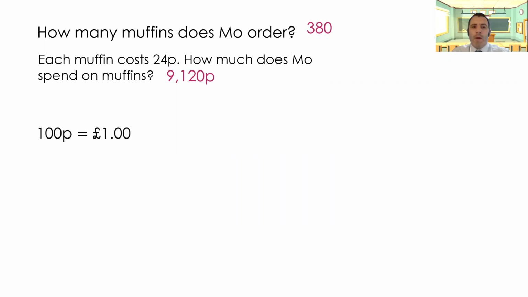So we need to remember that 100 pennies makes £1. So what do we need to do next? We need to divide by 100. So I need to divide 9,120 by 100. Now I could do this using a written method, which could get quite complicated.